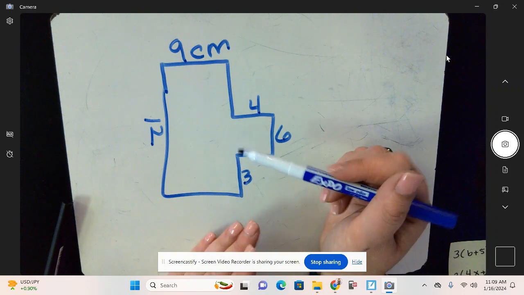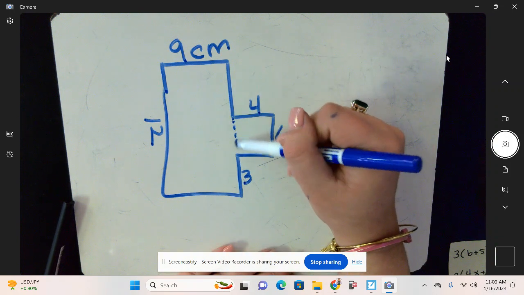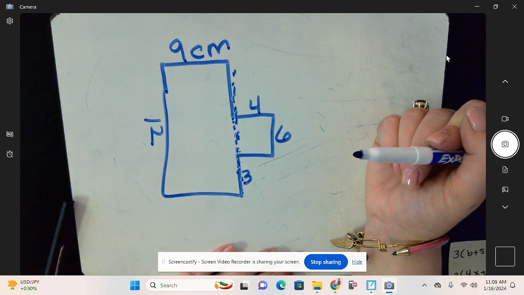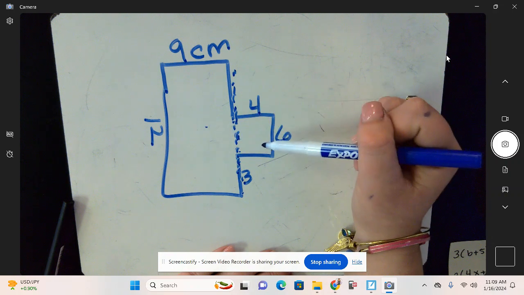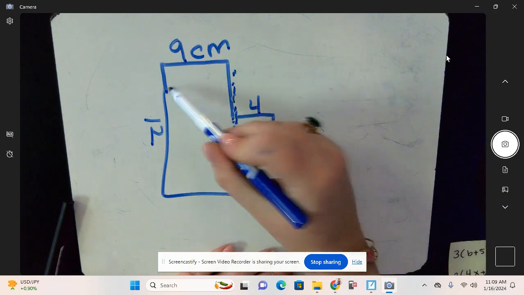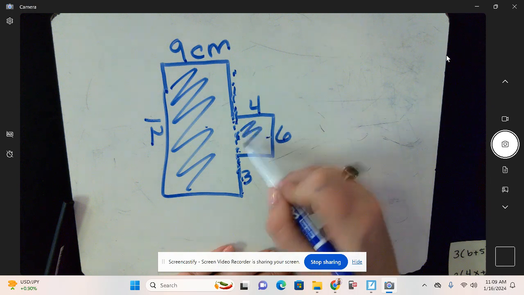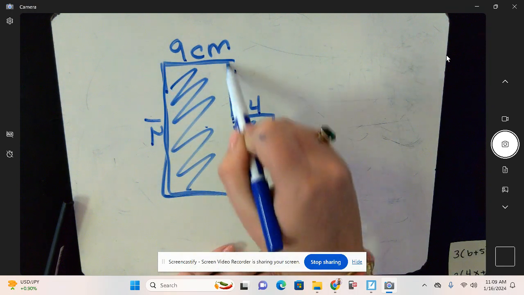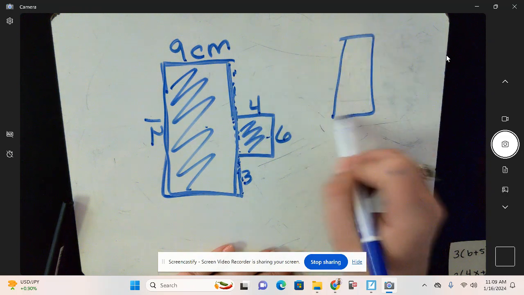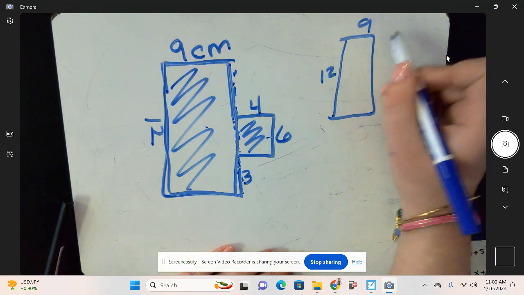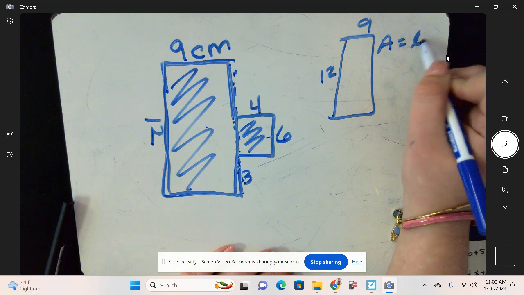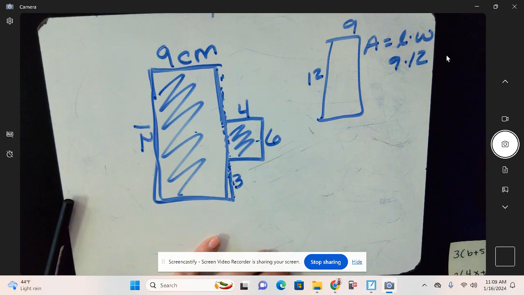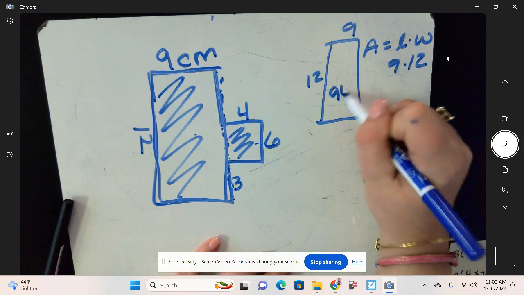But if I look here, instantly I see if I cut this side right here off, that I have a rectangle and another rectangle. And so I can find the area of this rectangle and the area of this rectangle and put it together. So this rectangle has the dimensions, if I draw it over here, 9 by 12. And area equals length times width. So I would have to do 9 times 12, which gives me 96.